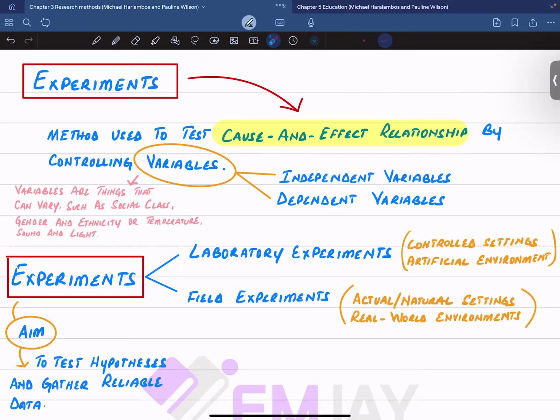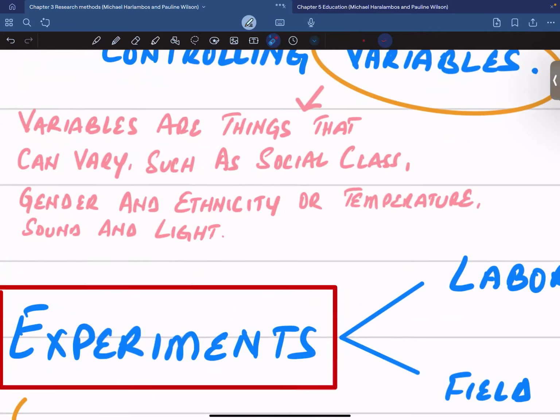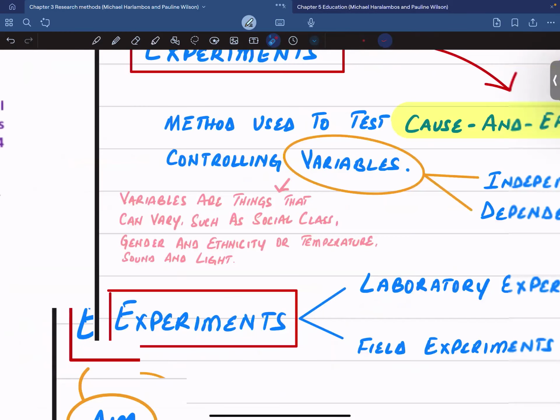As we use the word variable, a variable is anything that is subject to change or vary. And if we have a look at what our book has to say, according to our book, variables are things that can vary, such as an individual's social class, their gender, their ethnicity, or it could be the temperature, the sound, and the light, in a given situation.